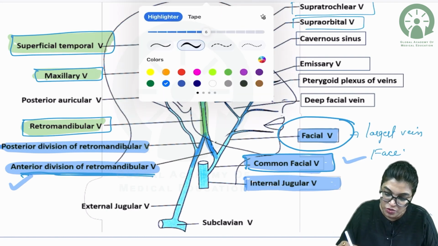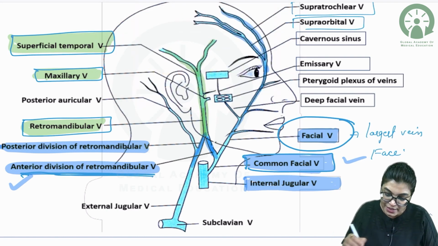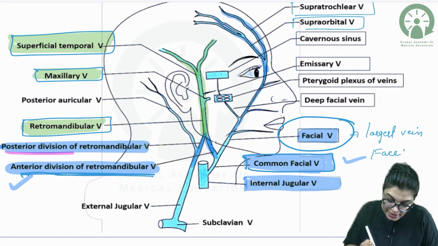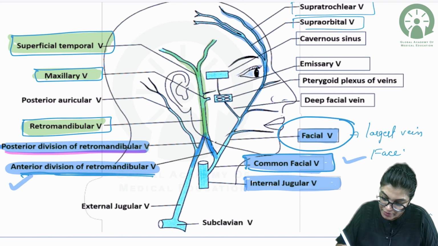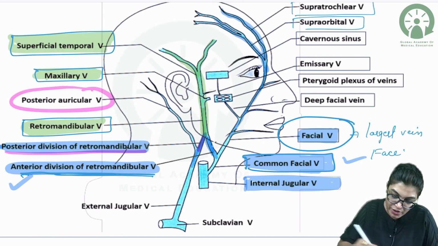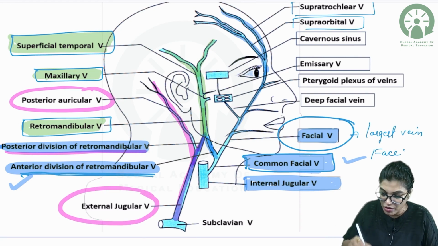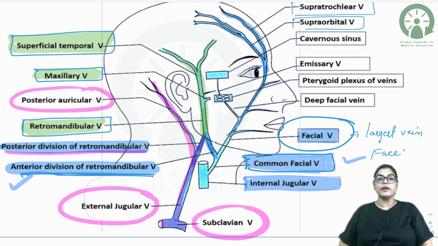Now see here, let me use another color. So yes, now you can see the posterior division of the retromandibular vein. The posterior division of the retromandibular vein joins with the posterior auricular vein, leading to the formation of the external jugular vein, and ultimately the external jugular vein is draining into which vein? Subclavian vein. So this diagram is very easy for you to understand the scalp venous and the face venous drainage.